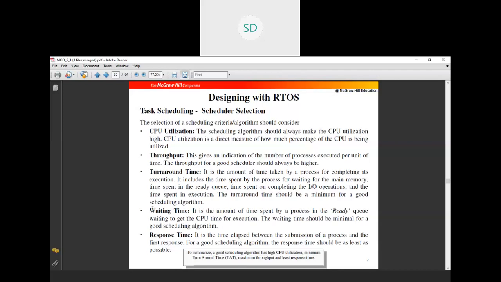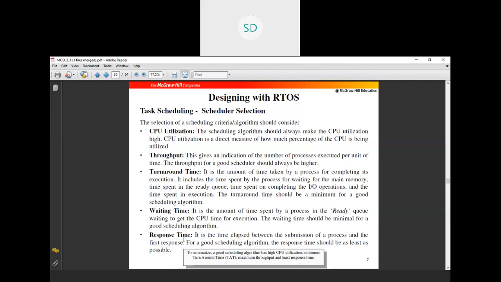Next is waiting time. Whenever a task is ready for execution, it may have to wait for some resources, or it may have to wait for the CPU. That is the waiting time. It is the amount of time spent by a process in the ready queue waiting to get CPU time for execution. Therefore, the waiting time should be minimal for a good scheduling algorithm.